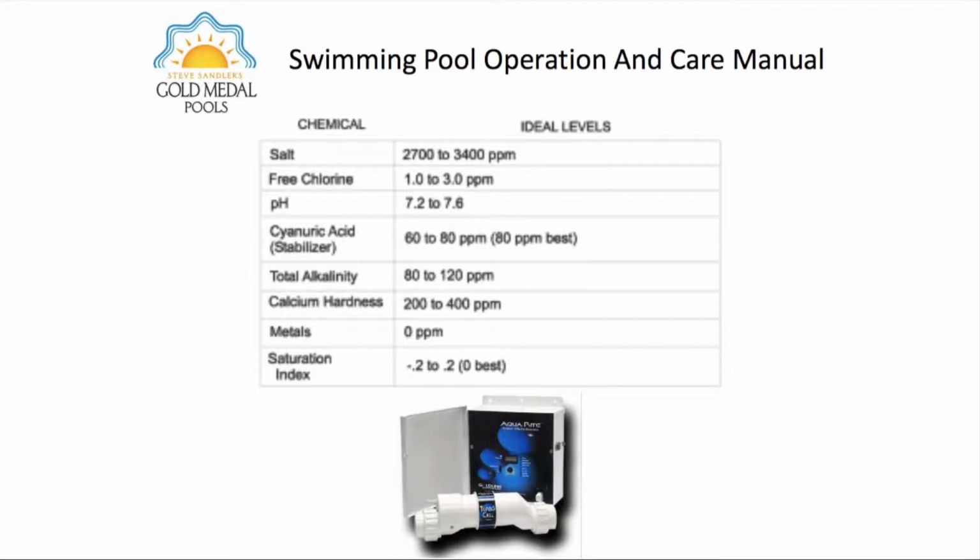Total alkalinity should be 80 to 120 parts per million. Your calcium hardness should be 200 to 400 parts per million. Metals should be 0 parts per million. Your saturation index should be negative 0.2 to 0.2. 0 is the best level.